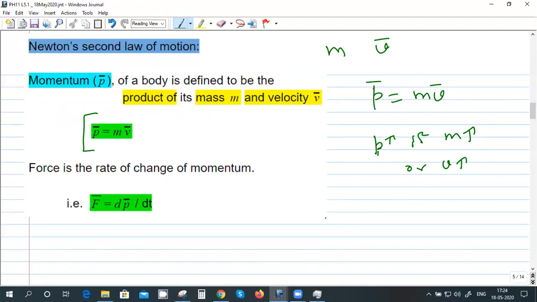The second law states that if the momentum of a body is changing, the rate of change of a quantity is given by d by dt of that quantity, and that is equal to the F net acting on the body. If you don't know the d by dt notation, you can understand it as dp by dt. dp is the change in momentum divided by the change in time. So that is the rate of change of momentum, which is the net force. If you write delta p by delta t, then it is an average sort of force, but when delta t tends to zero, this becomes dp by dt.